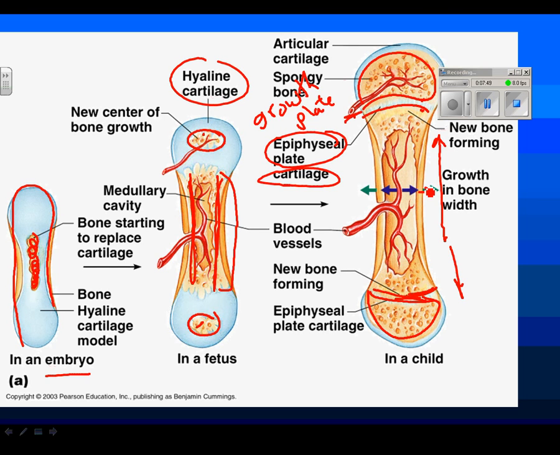Bone is also deposited on the outside of the bone to make it wider. What we don't understand is how this happens pretty much all at once throughout your body, but it does. And the influences of human growth hormone and other things we sort of understand, but not to the greatest extent.